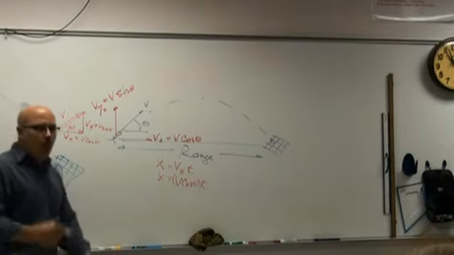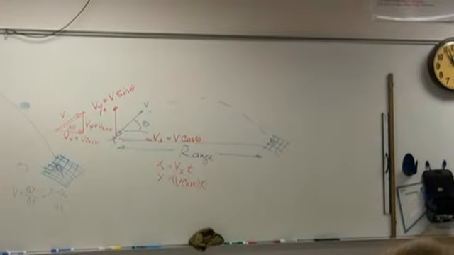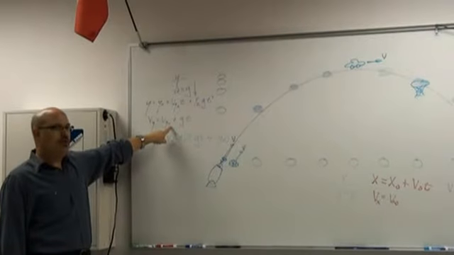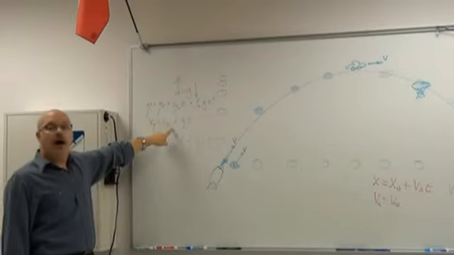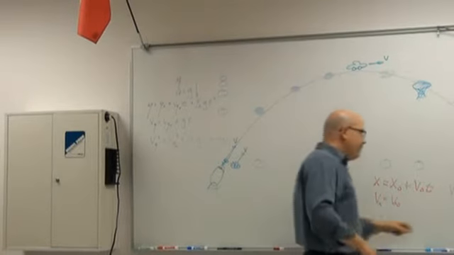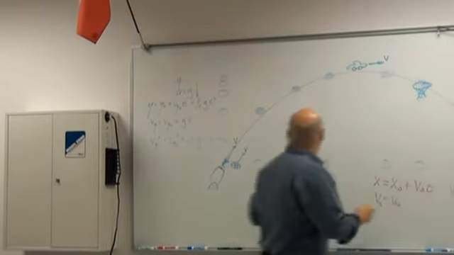Okay, so, all right, riddle me this. Which one of these am I going to be able to use to find time? The second one. Because you know Vy is going to be the opposite of Vyo, right? Negative at the end. Does everybody catch that? Here we go.